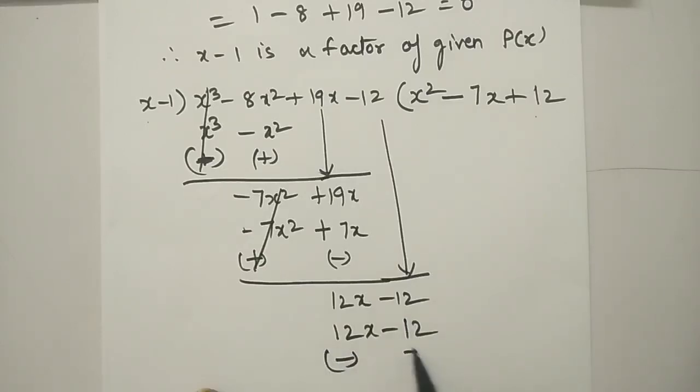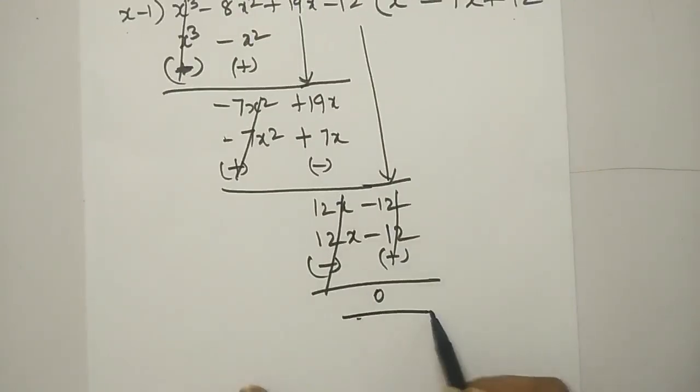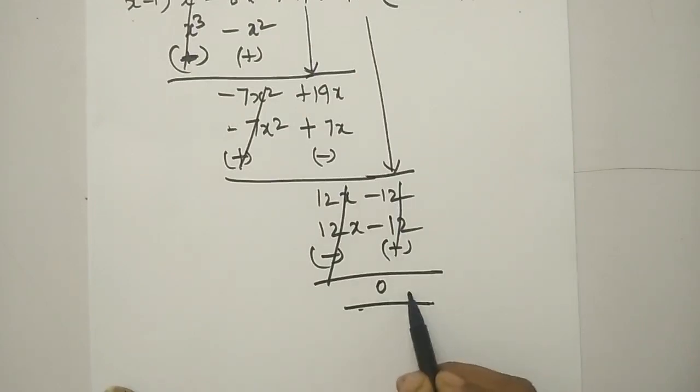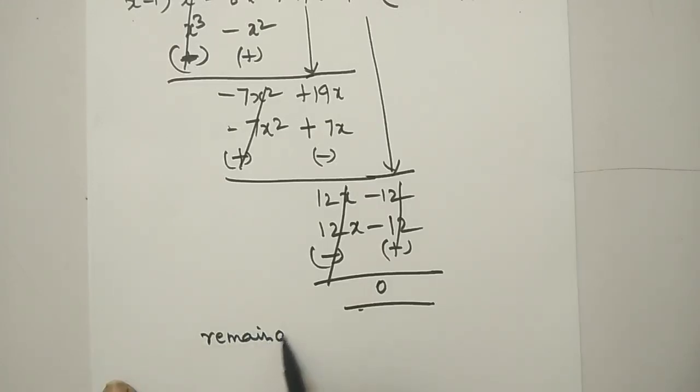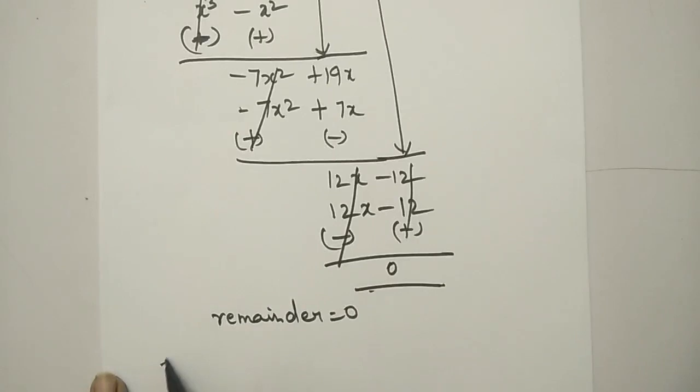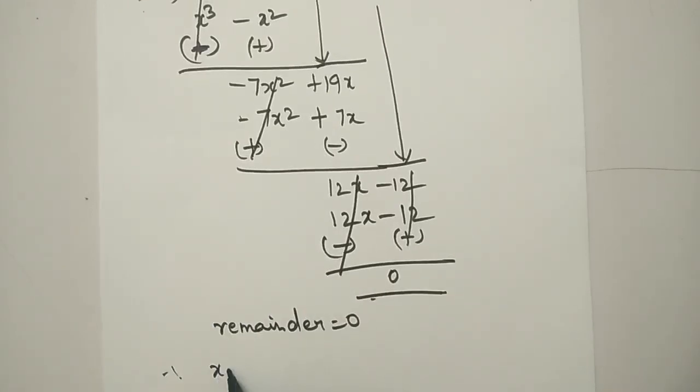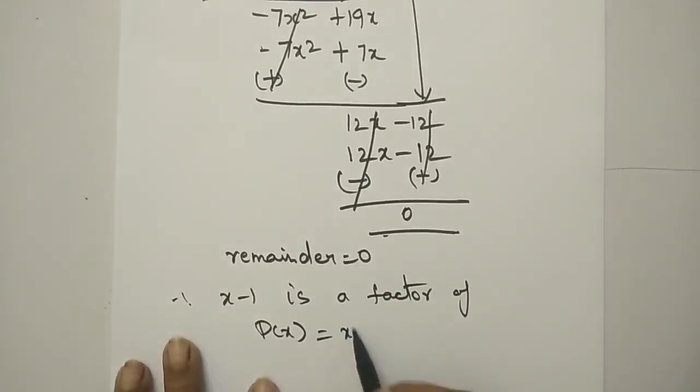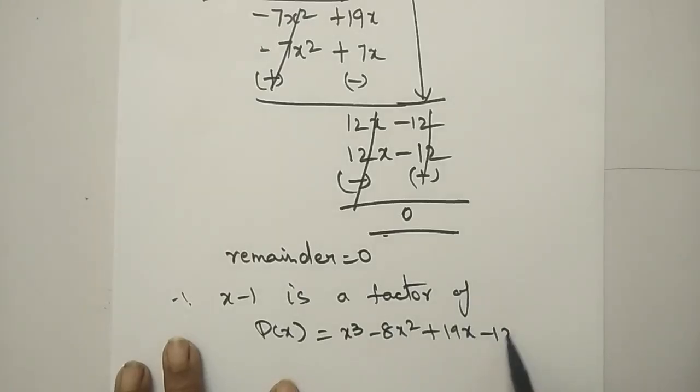Change the sign. These two get cancelled. You will get 0. Therefore, remainder is 0. Is it not? Hence, as remainder is 0, remainder we got as 0. Therefore, x minus 1 is a factor of p of x is equal to x cube minus 8x square plus 19x minus 12.